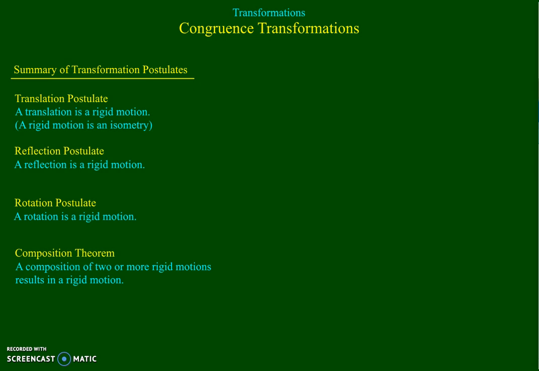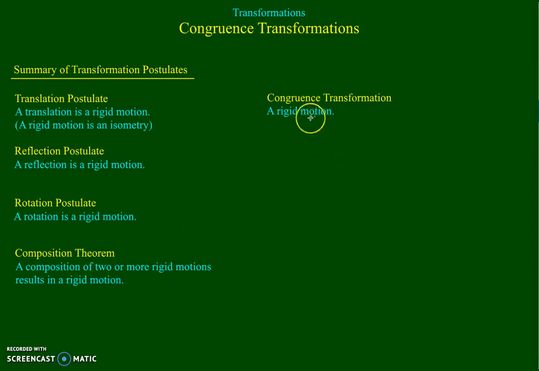After that, we come to a new topic. And all of these transformations that we've looked at, translation, reflection, and rotation, and compositions of those transformations, are known as congruence transformations. So a congruence transformation is simply a rigid motion. All of these are rigid motions. The composition of rigid motions is a rigid motion. So all of these are congruence transformations.